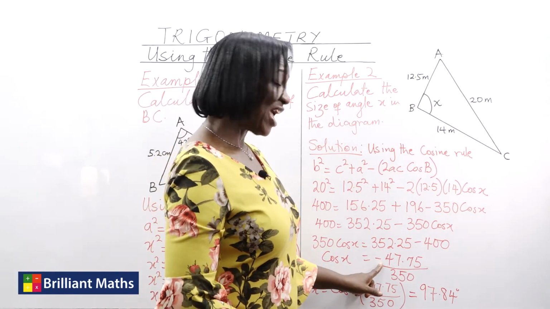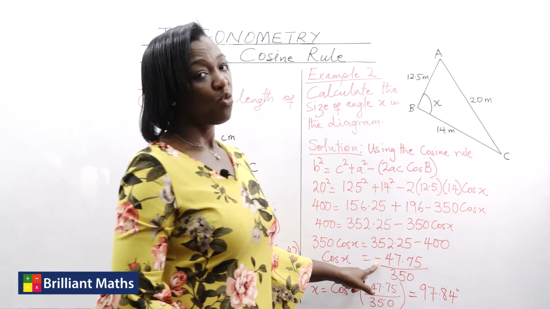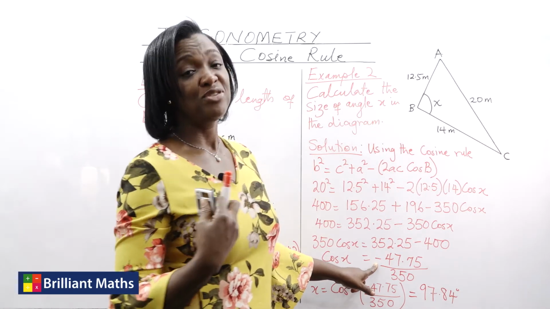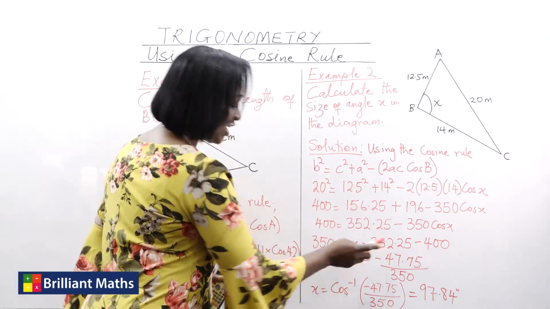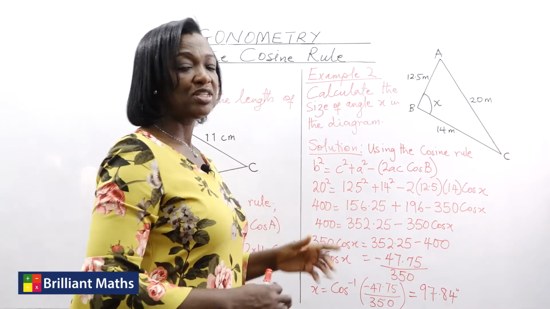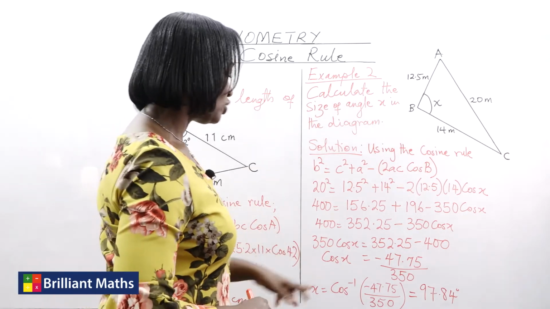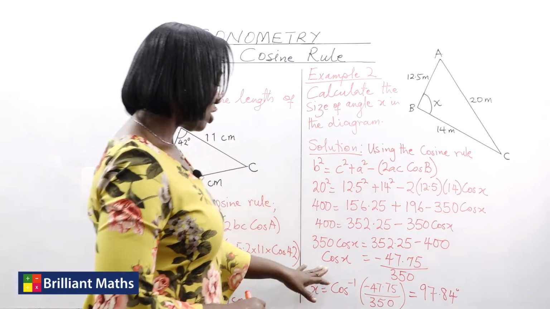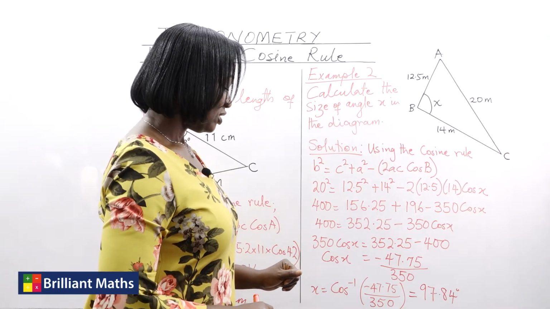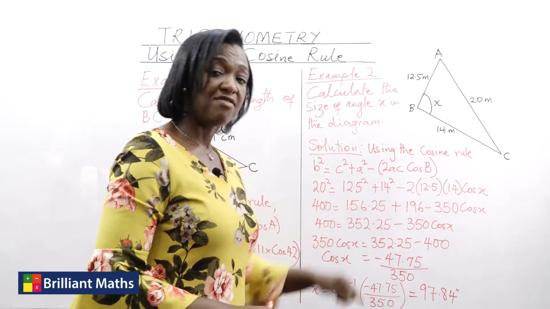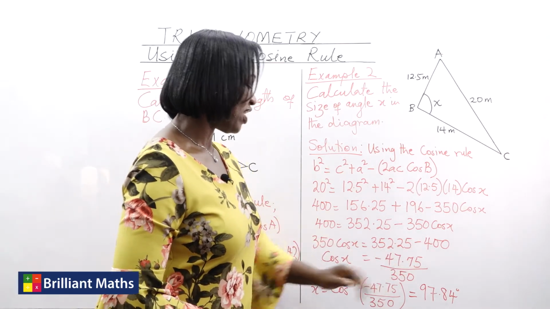Seeing that this is negative, we know that the angle is not in the first quadrant. We had talked about that in one of our videos. If you haven't watched that video, please go look for it. So we know that cosine is negative, so that angle is not in the first quadrant. It will either be in the second quadrant or in the third quadrant, where cos is negative. So cos x is equal to minus 47.75 divided by 350. To find x, we'll find the cos inverse of this ratio, minus 47.75 divided by 350.